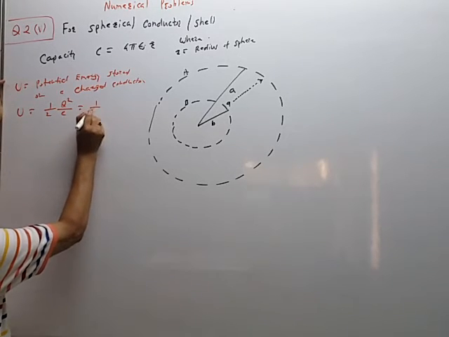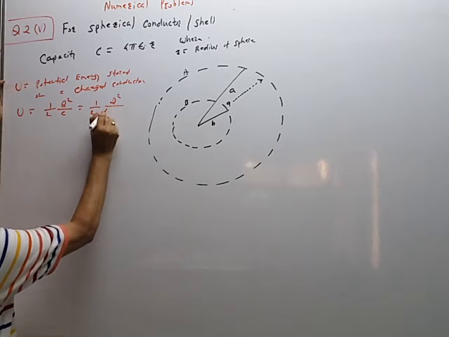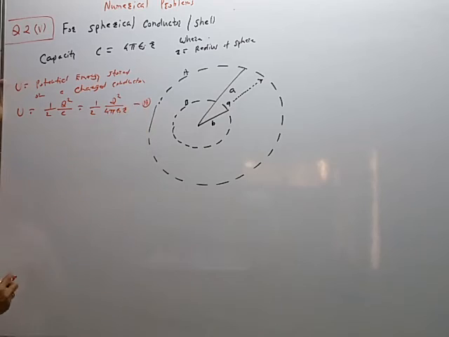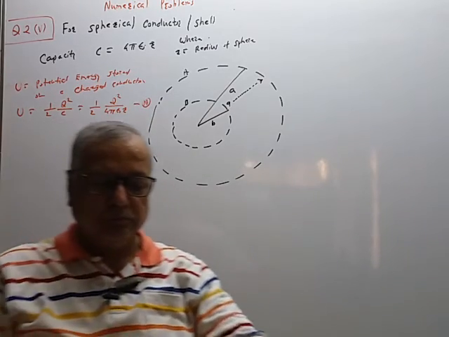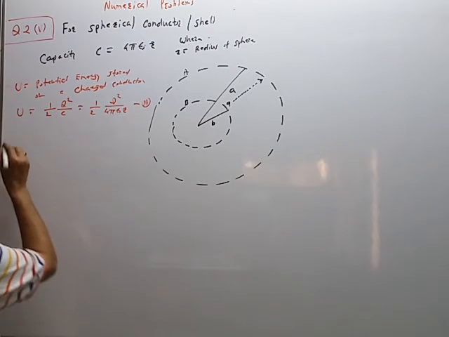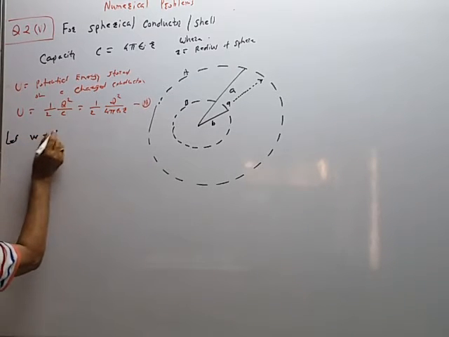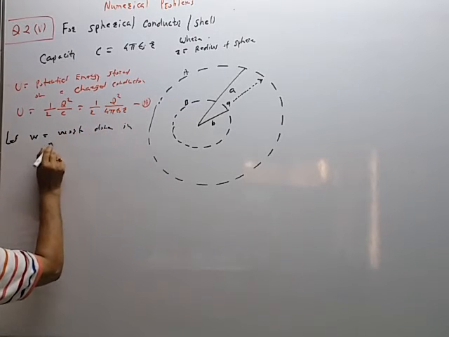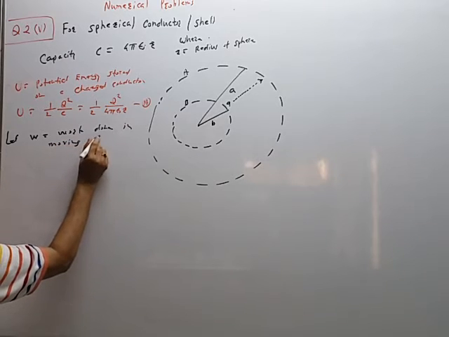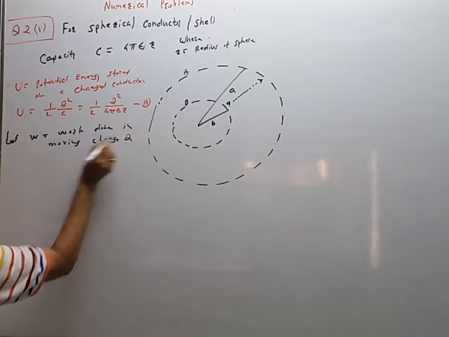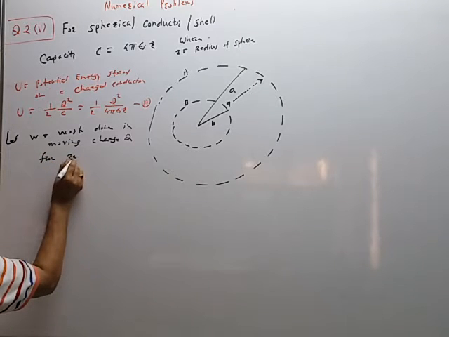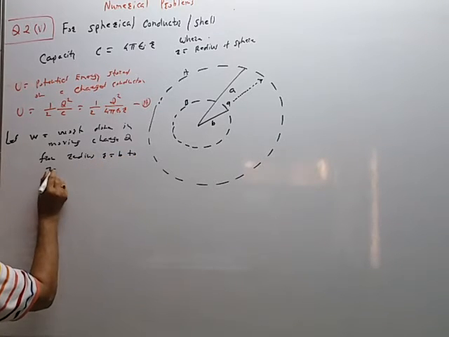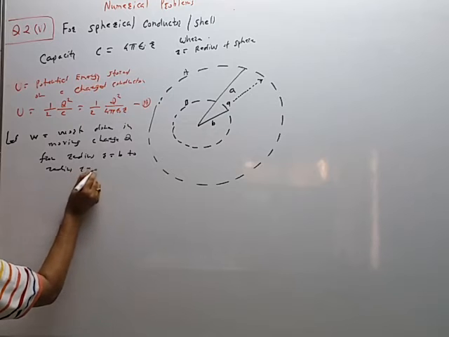So this is equal to 1/2 Q square upon 4 pi epsilon r. Let W is equal to work done in moving the charge Q from radius r is equal to b to radius r is equal to a.